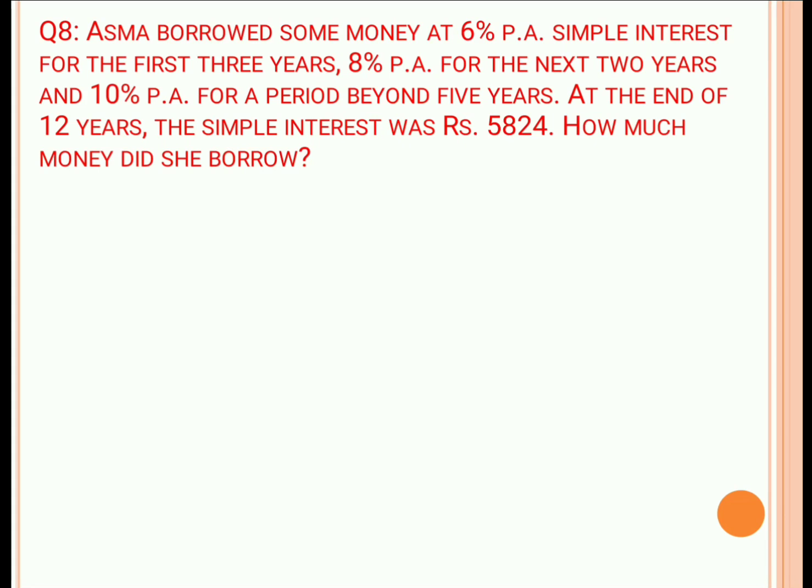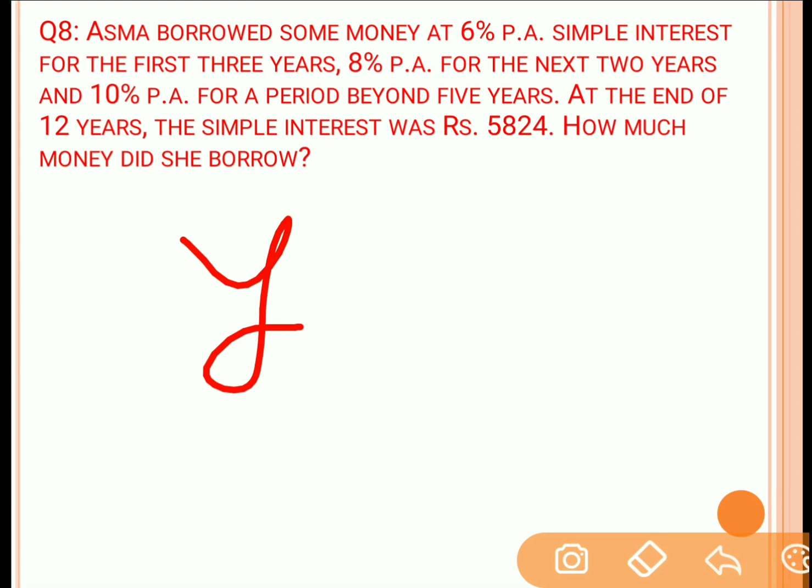Question number 8. Asma borrowed some money at 6% per annum simple interest for the first 3 years, 8% per annum for next 2 years and 10% per annum for a period beyond 5 years. At the end of the 12 years, simple interest was 5,824 rupees. How much money did she borrow? So Asma, let's say, borrowed a principal amount Y.